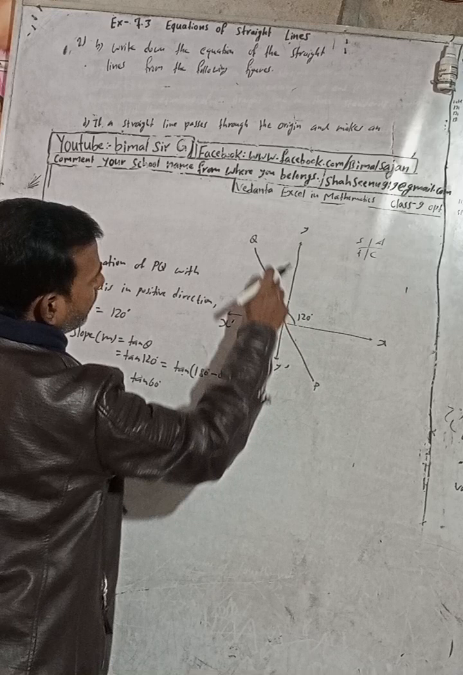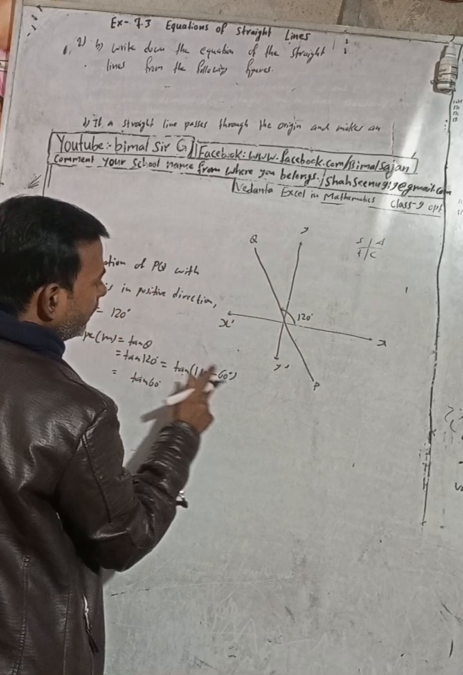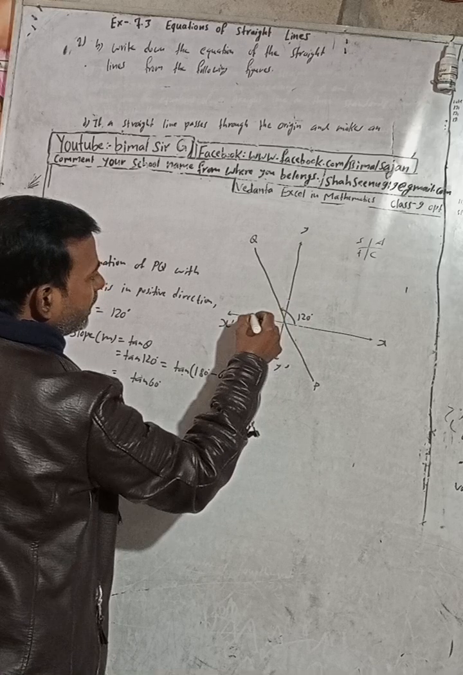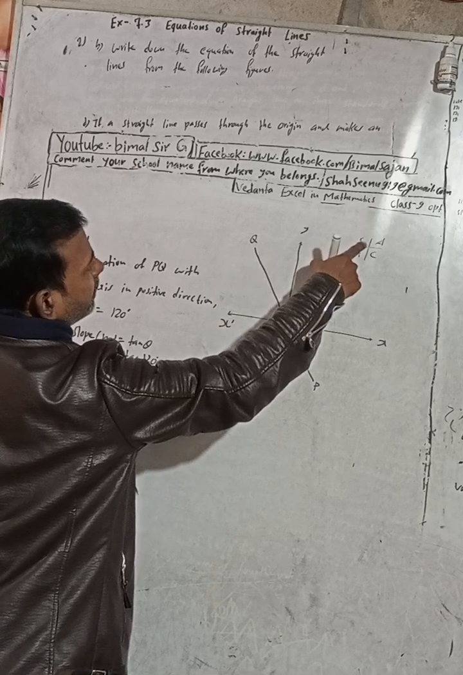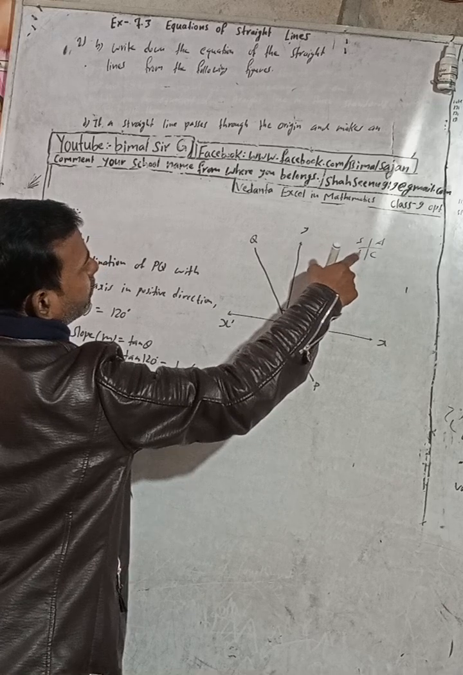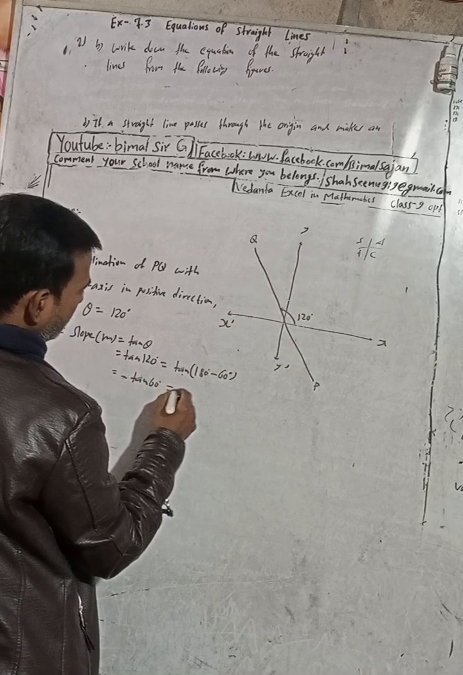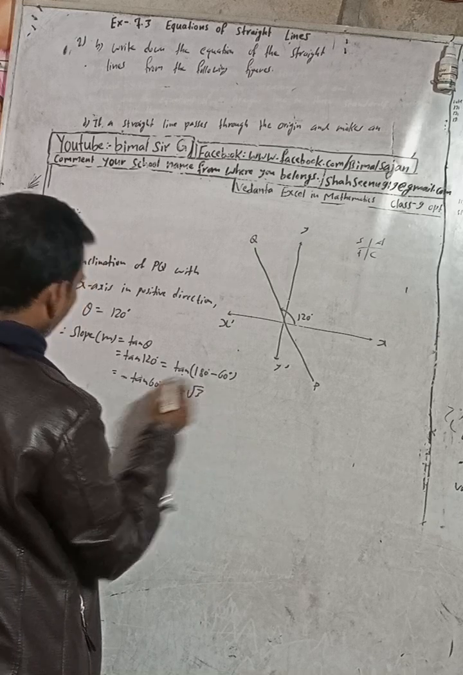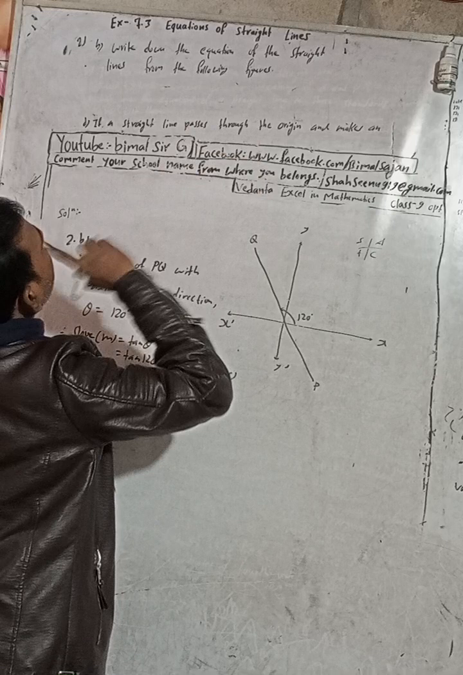See, 120 is in which quadrant? Second quadrant. Why? 0, 90, and 180 minus means it is here. And in this quadrant only, sine is positive and all others are negative, so tan will be negative, so minus. Now this is equal to what? Minus root 3.